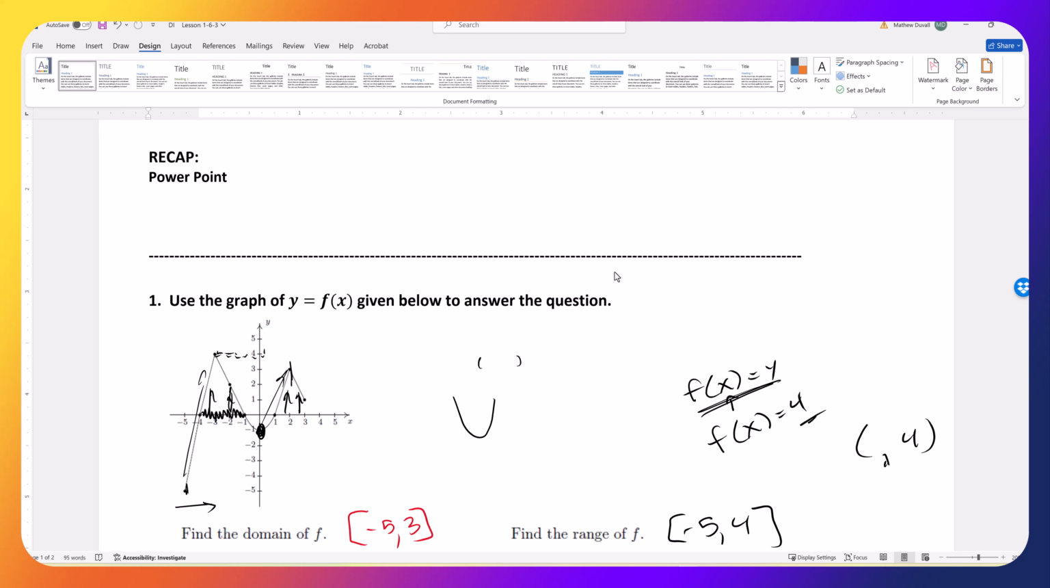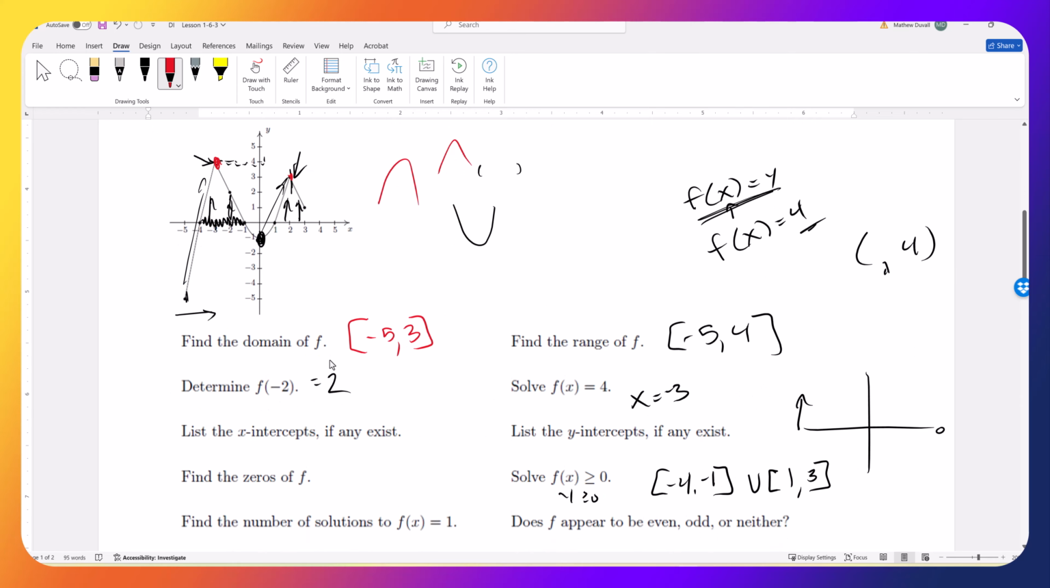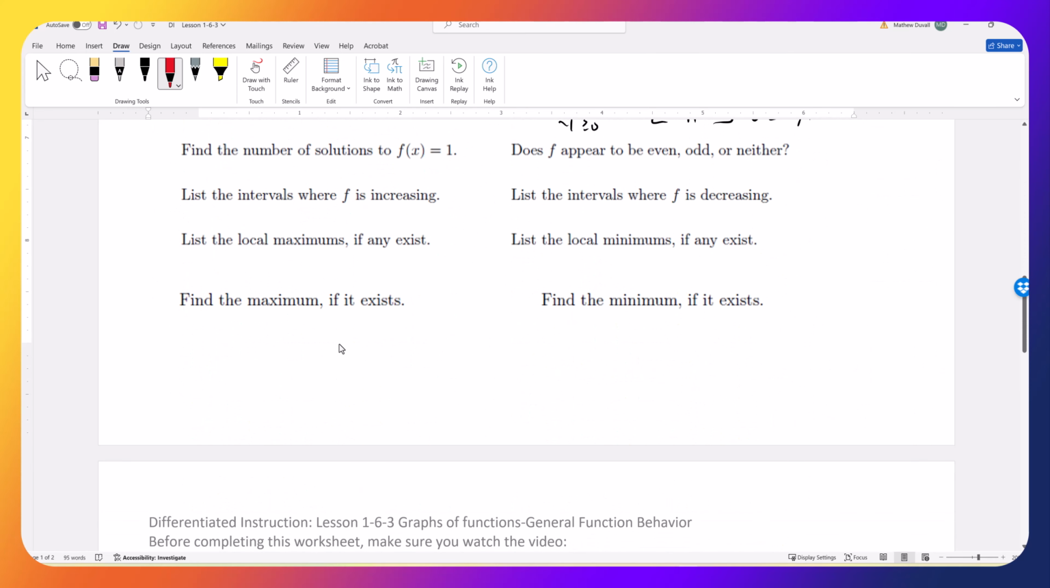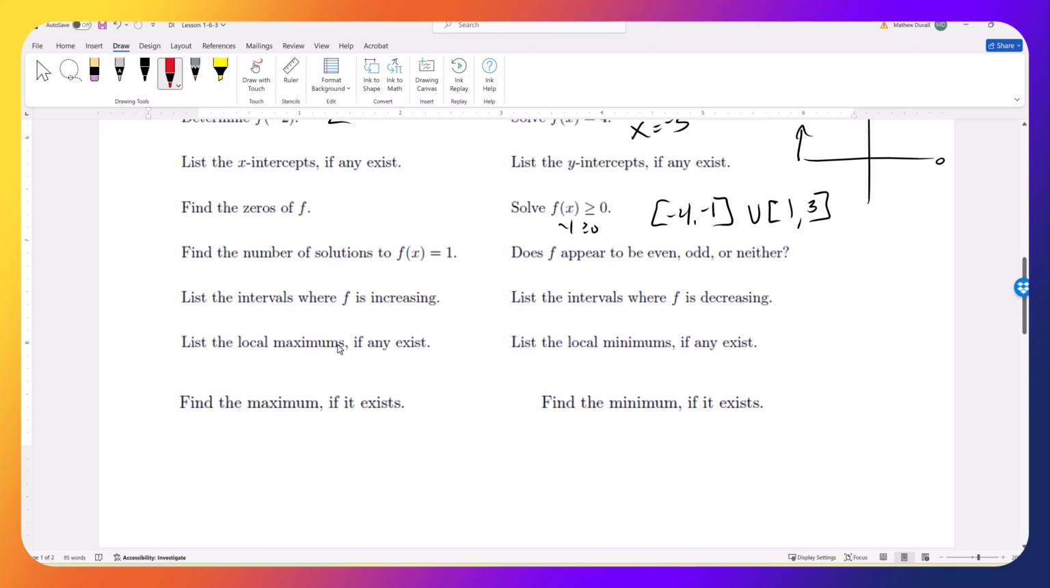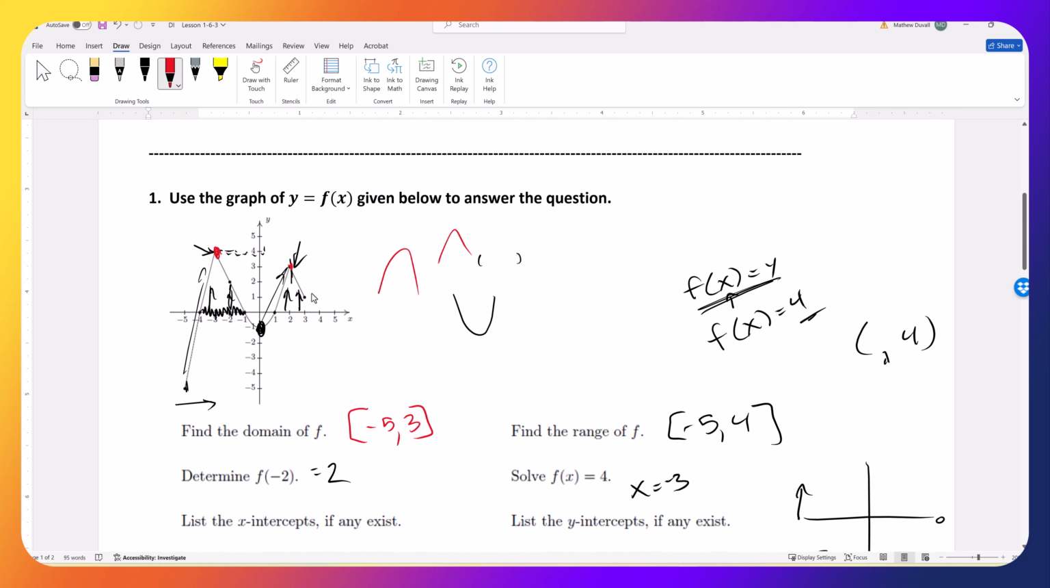Now likewise, here and here, those values there, that's where your graph goes up and then down. Those are going to be my maximums. So my local maximums are going to be 4 and 3. And you can have more than one local maximum. The only thing, and same with local minimums, is that the ends of the graph can never be a local max or min, because it has to either go down and up or up and down.